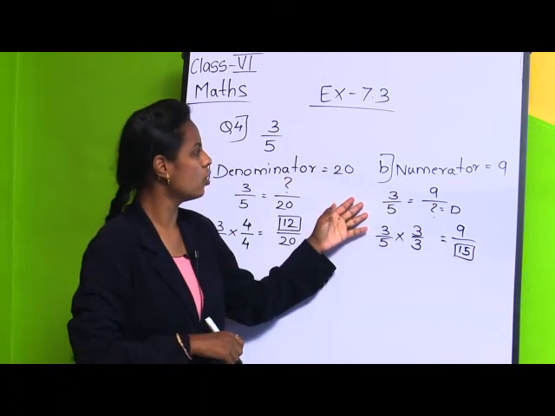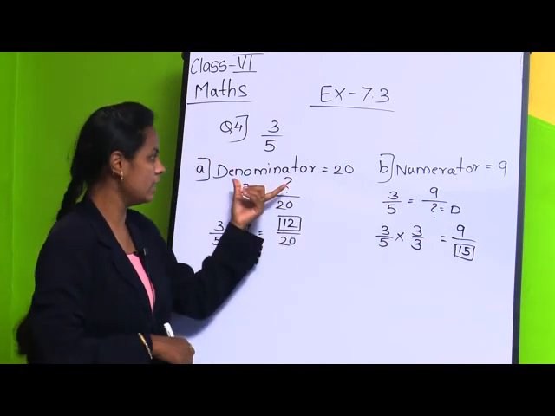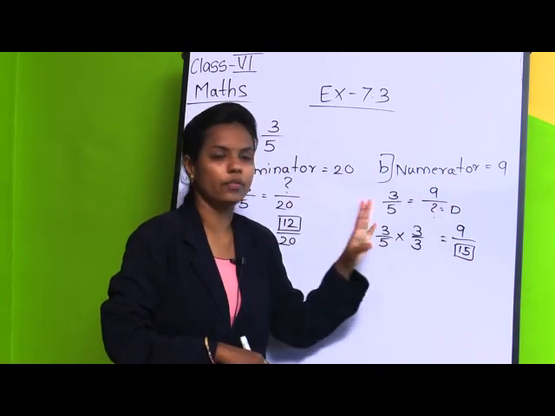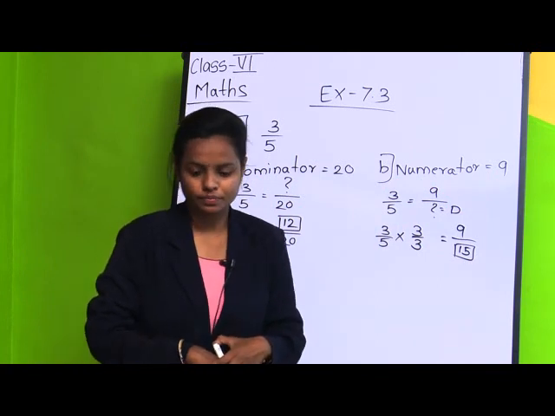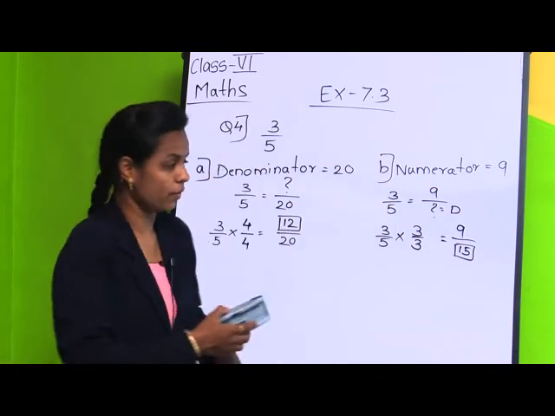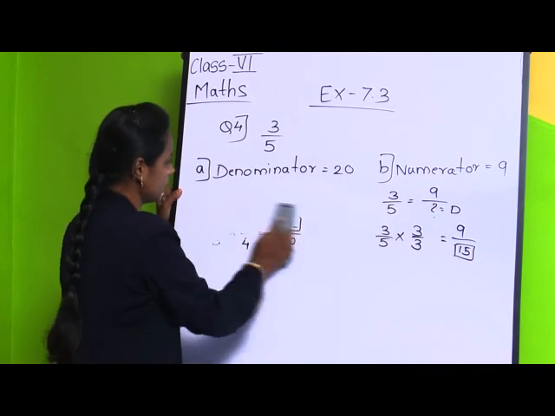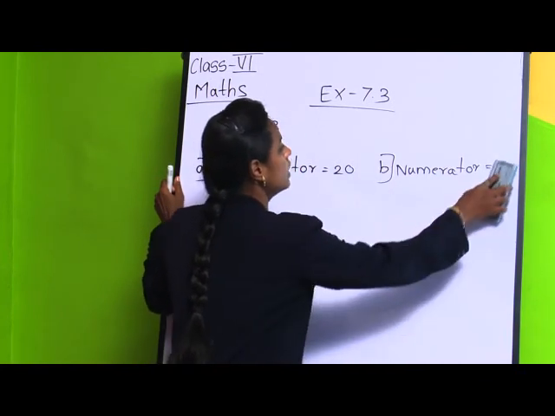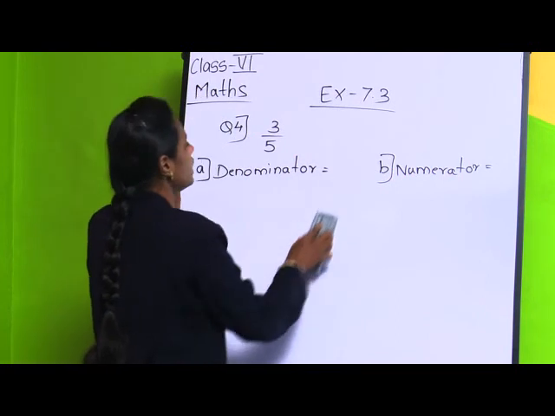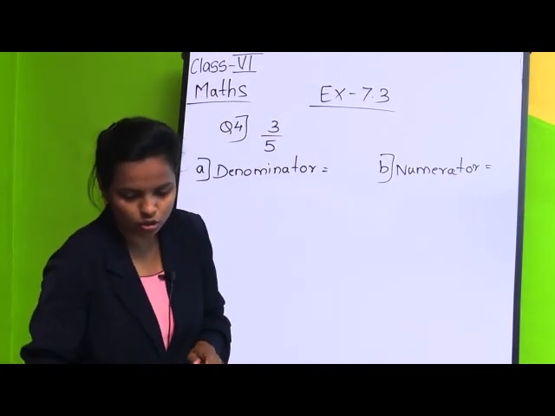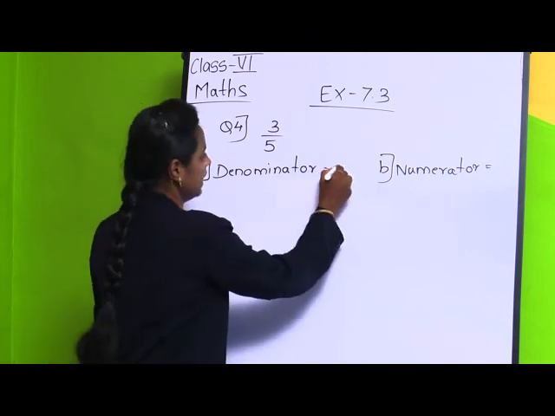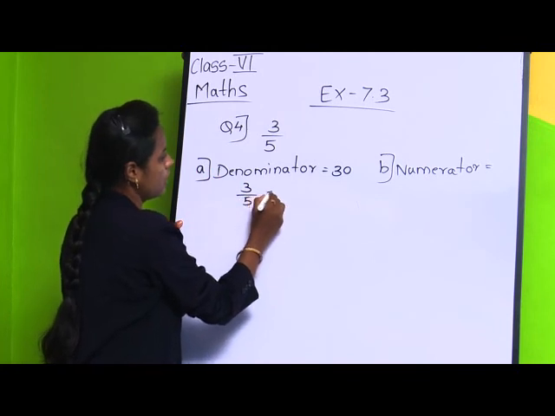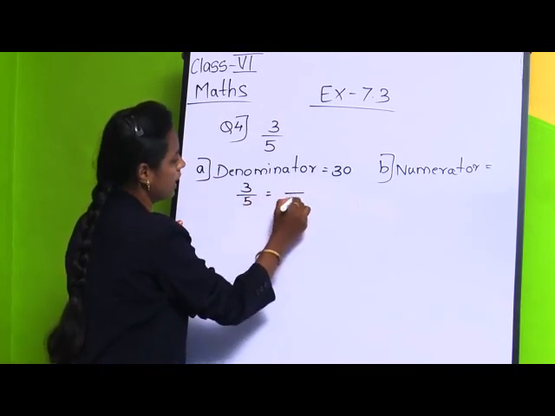These are the few cases wherein the denominator is given, we need to find the numerator, and where the numerator is given, we need to find the denominator. Let us solve two more examples from the same question. These all are equivalent fractions of 3 by 5. Again we have the third question as denominator 30. So, see here 3 by 5 is equal to something over 30, and here a question mark.